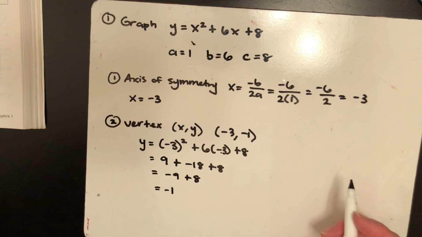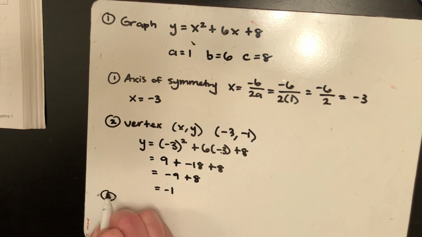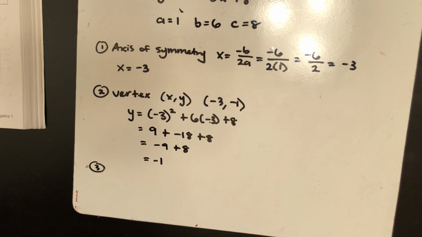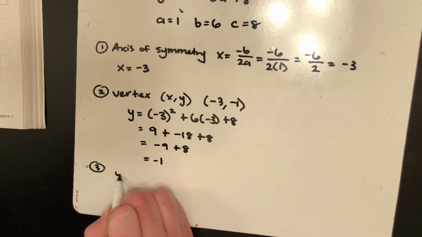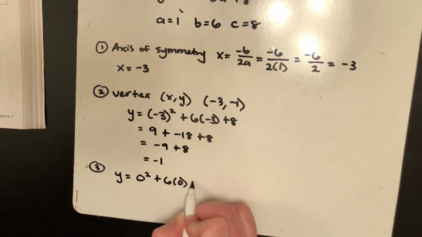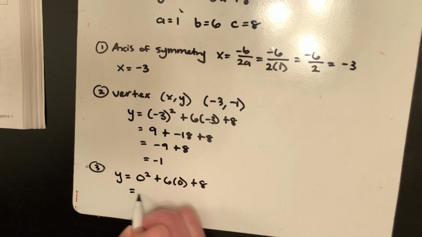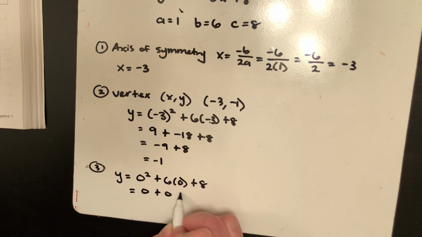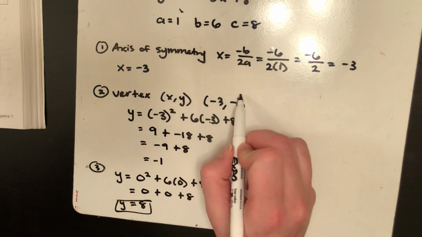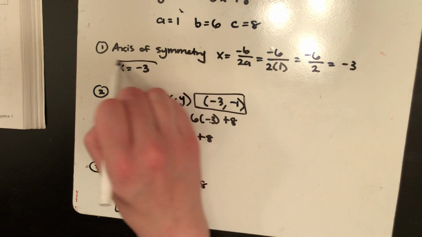All right, step 3 is going to be to find the y-intercept. So remember, the y-intercept is where it crosses the y-axis, so when x equals 0. So if I take my original equation and plug in 0 for x, then I'm going to solve for y. So I get 0 plus 8, which is just y equals 8. All right, so here are my important things so far.